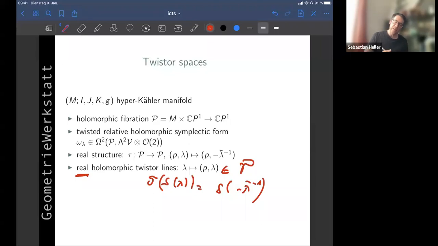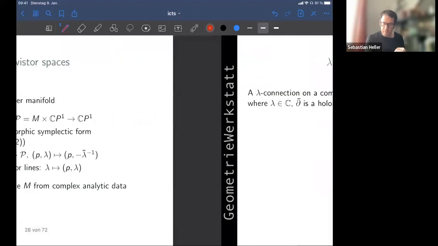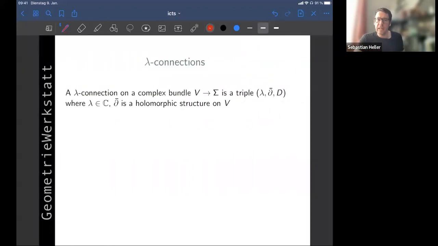And from these data, one can recover all the data of the hyper-Kähler manifold. So in a certain sense, one can construct the hyper-Kähler metric from complex analytic data from P and this twisted symplectic form together with some kind of reality conditions. So this works in general, but it becomes particularly nice in specific cases. For example, in the case of the self-duality equations.